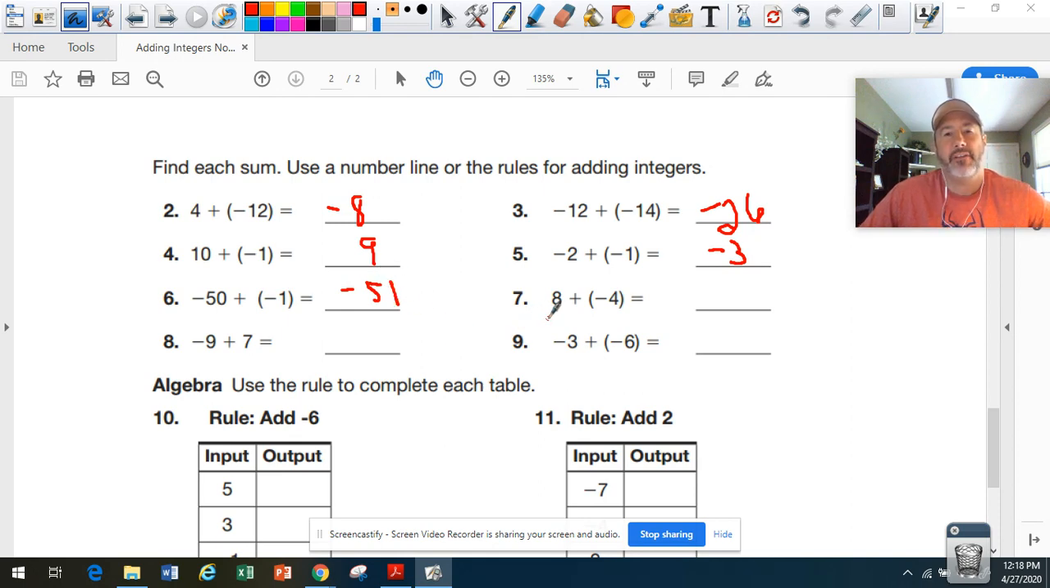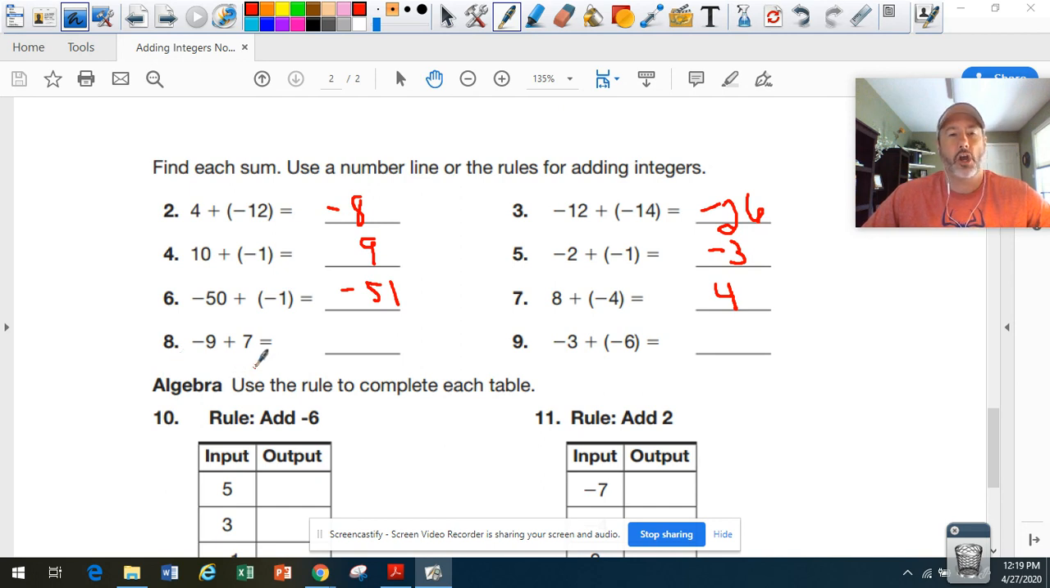Okay, number 7, 8 plus -4. Signs are different. Absolute value of 8 is 8. Absolute value of -4 is 4. Subtract using those rules. 8 minus 4 is 4. Okay, what's the larger number? 8 is. Is it positive or negative? It is positive, so this makes this answer positive. Answer is +4.